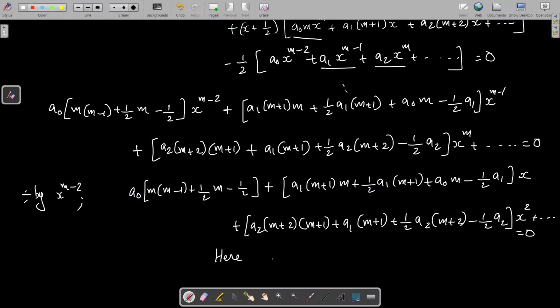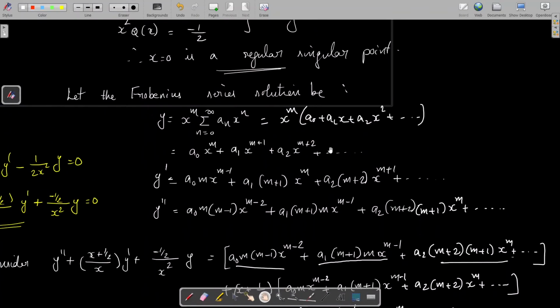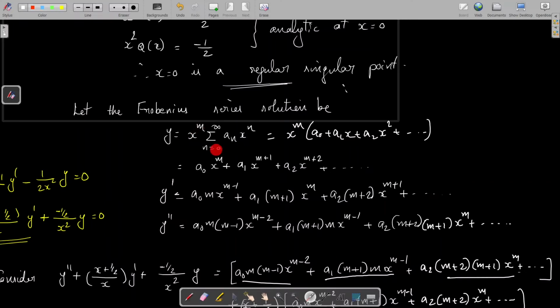Here we note that a0 is not equal to 0. Why? Here we assume that y equal to x raised to m into summation n equal to 0 to infinity a_n x raised to n is the Frobenius series solution of the given equation. When a0 equal to 0, the first term becomes 0. That is, there is no term with x raised to m in the expression. But we assume that the power series expansion starts with x raised to m, some constant into x raised to m, and we have to locate such an m. So if a0 equal to 0, there will be no term with x raised to m. So this a0 cannot be equal to 0.